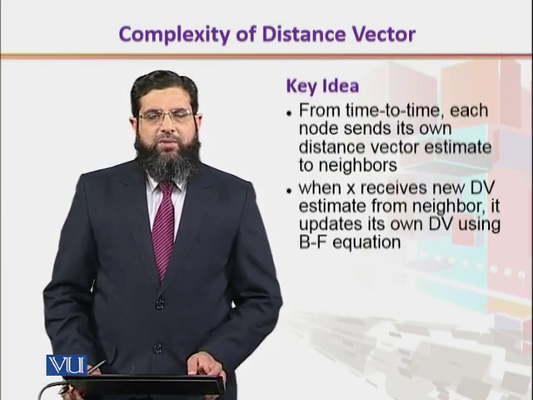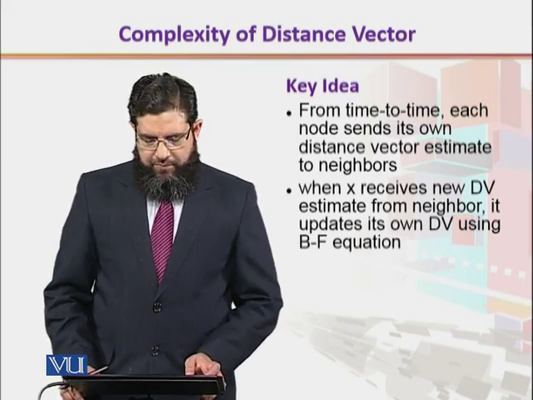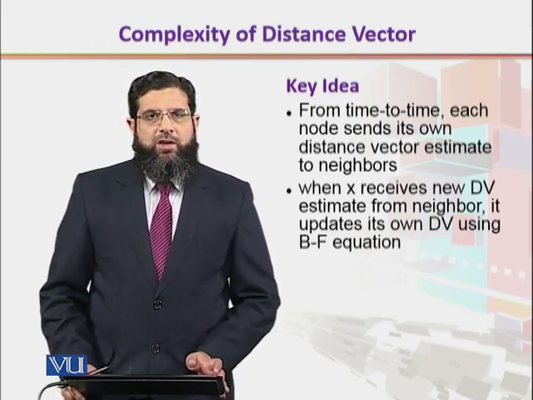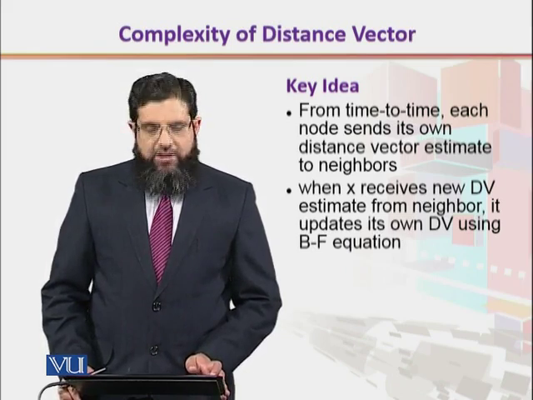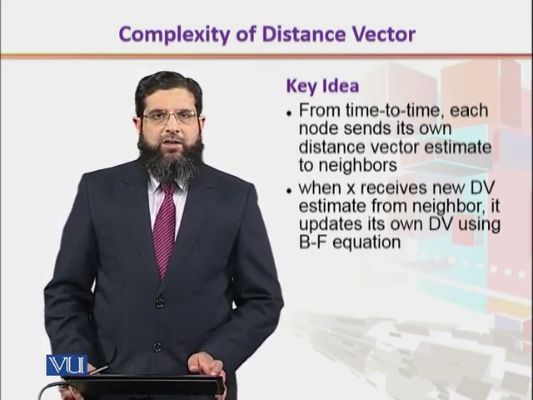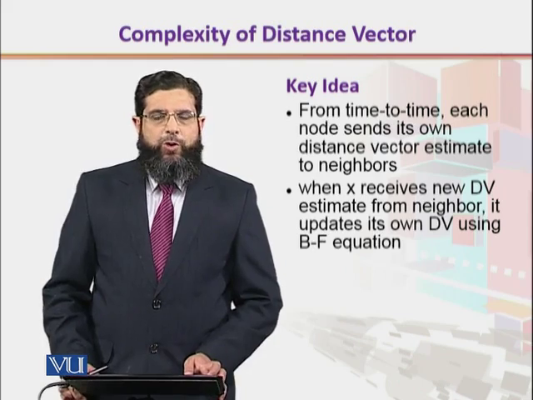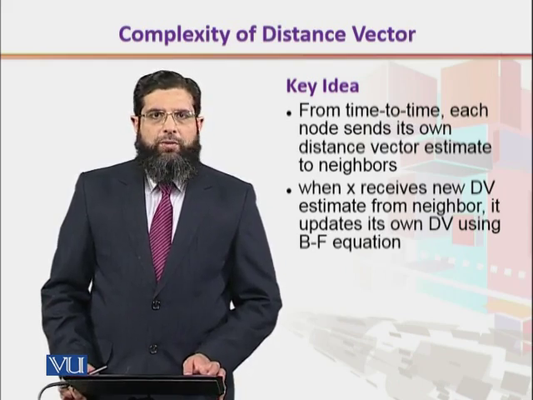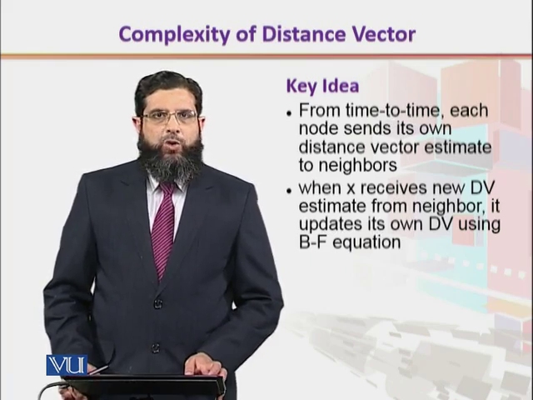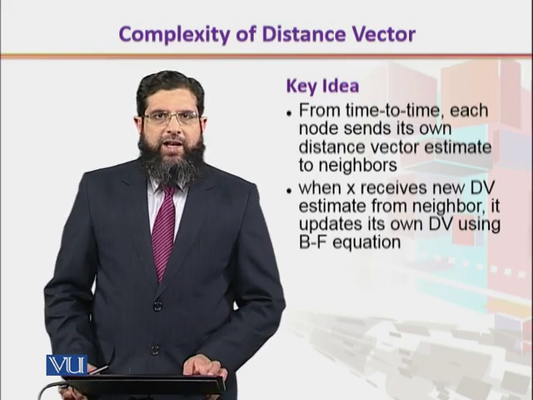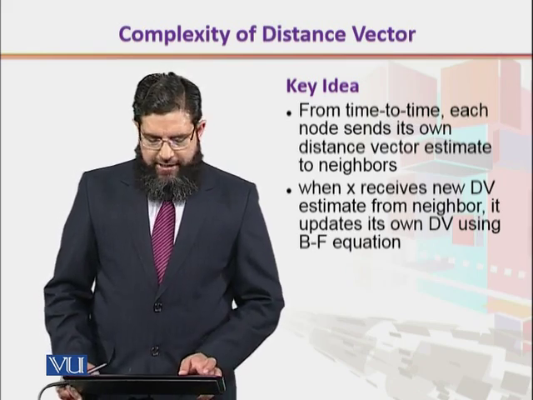The key idea in distance vector is that each node maintains and sends its own vector of distance to all of its neighbors. That is, first it determines what are its neighbors, what are the distances to its neighbors. It maintains a vector because a vector has two values, distance and direction. So that is why the name.